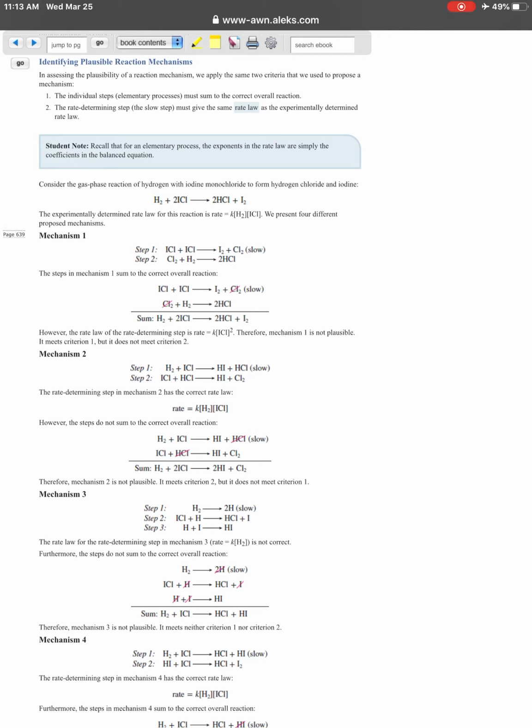The steps in mechanism 1 sum to the correct overall reaction. ICl plus ICl, arrow, I2 plus Cl2, Cl2 plus H2, arrow, 2HCl. The Cl2's cancel, so the sum is H2 plus 2ICl, arrow, 2HCl plus I2. However, the rate law of the rate-determining step is rate equals K times ICl squared. Therefore, mechanism 1 is not plausible. It meets criterion 1, but does not meet criterion 2.